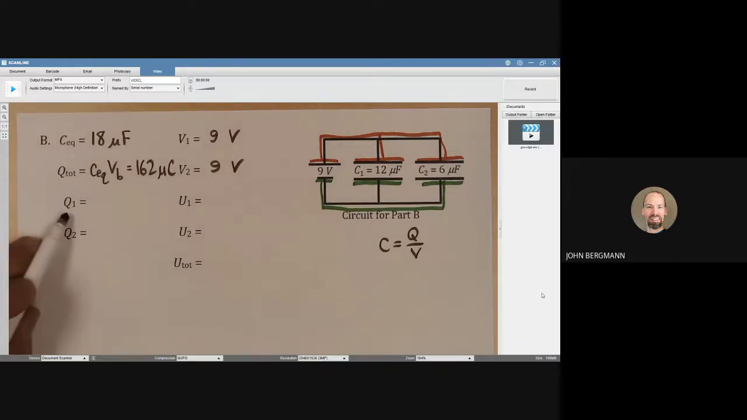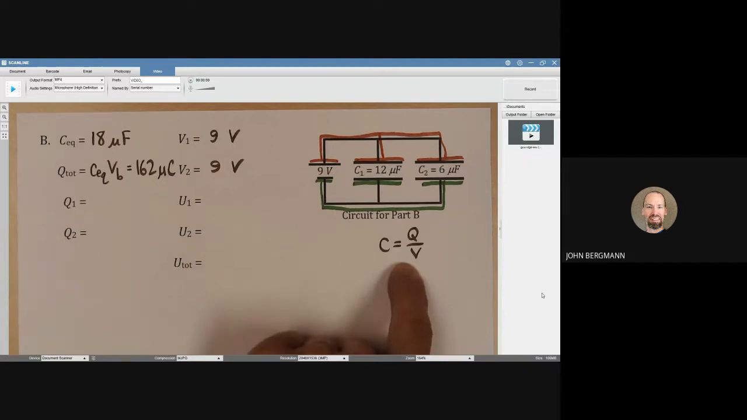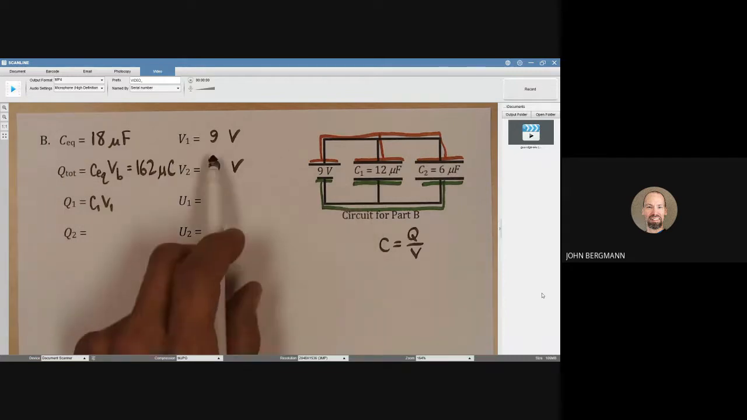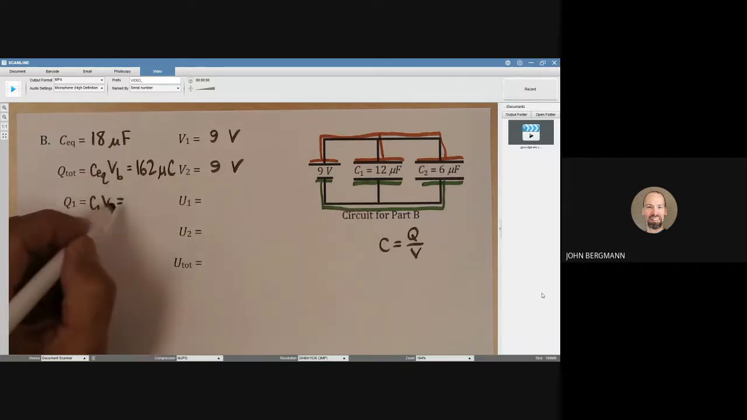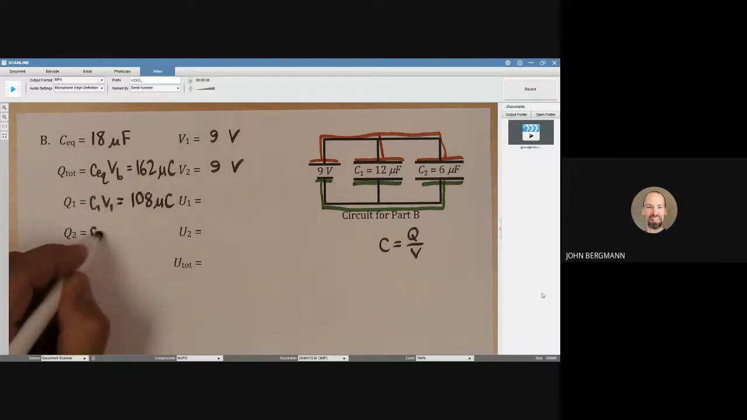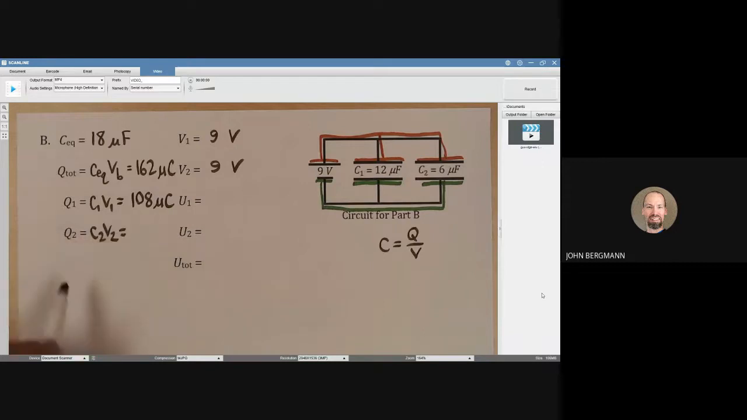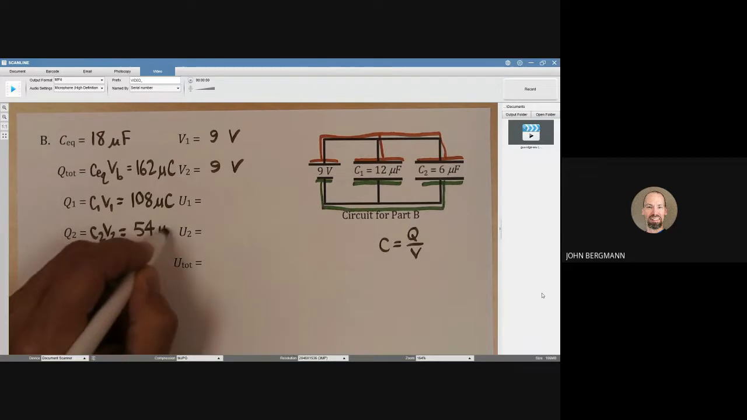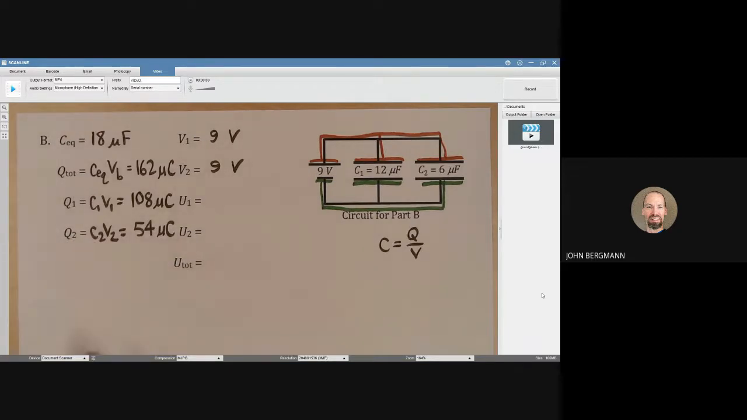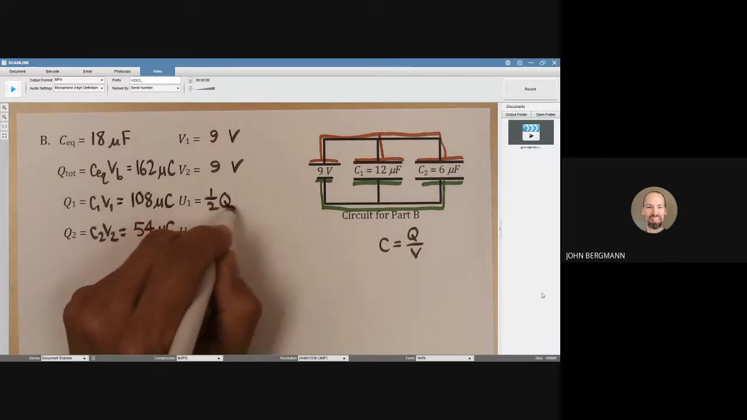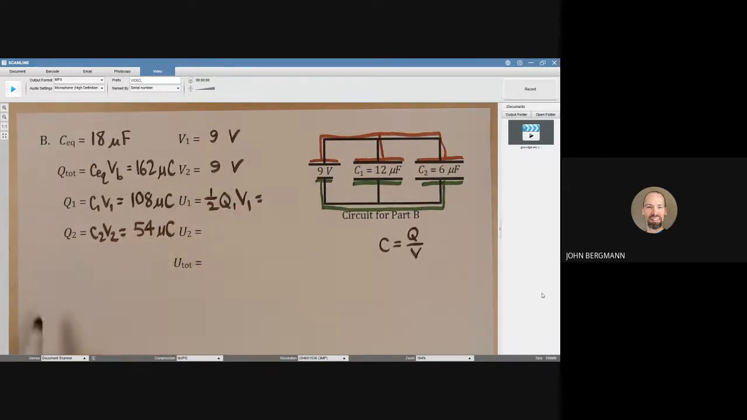What does that mean? Q1, according to this equation, Q1 is going to be C1 times V1. C1 is 12. V1 is 9. 12 times 9, 108 microcoulombs. C2, V2. 6 times 9, 54 microcoulombs. What about the energy stored? Any number of equations you can use for that. I'm going to use that. And we do that one in our head.